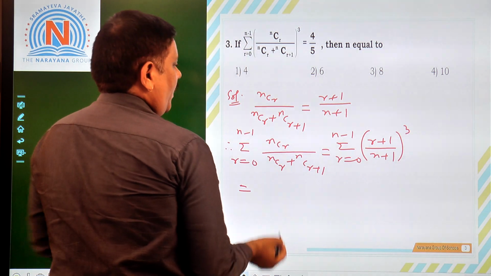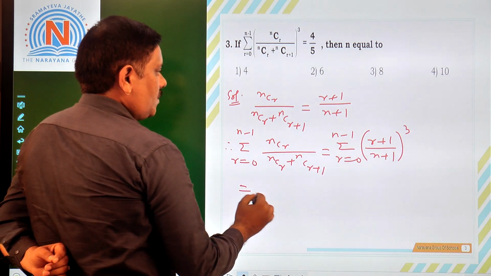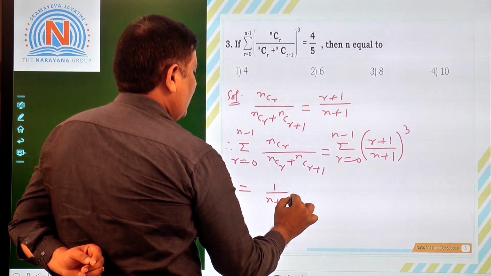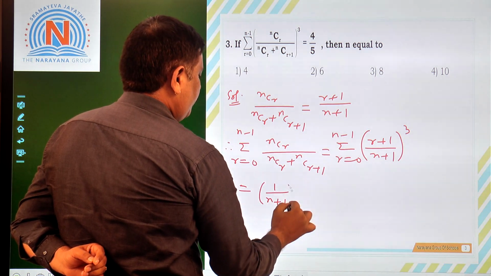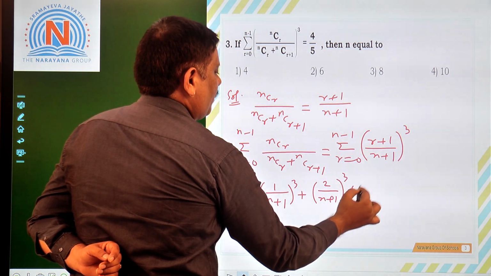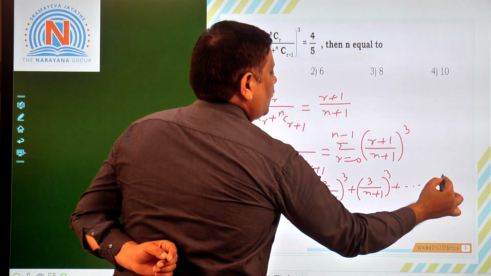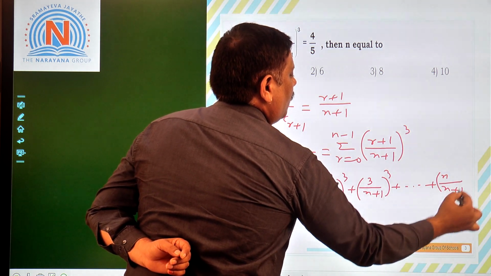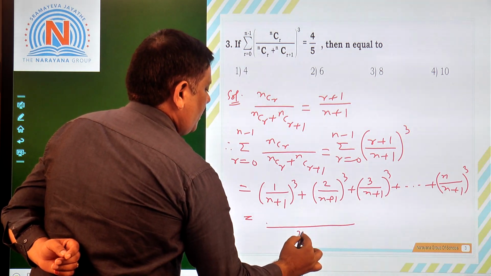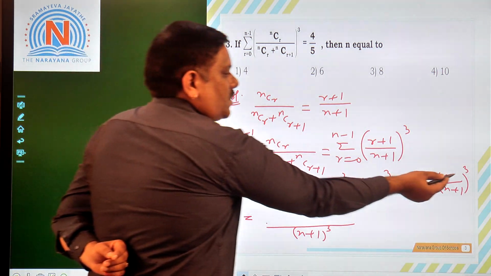So now we have to apply sigma notation. If r is 0, this is 0 plus 1, 1 upon n plus 1. So we can say it as (1 by n plus 1) whole cube plus (2 by n plus 1) whole cube plus (3 by n plus 1) whole cube plus so on. The nth term will be (n by n plus 1) whole cube. That is going to be, denominator is of course (n plus 1) whole cube. Numerator will be 1 cube plus 2 cube plus 3 cube plus so on plus n cube.